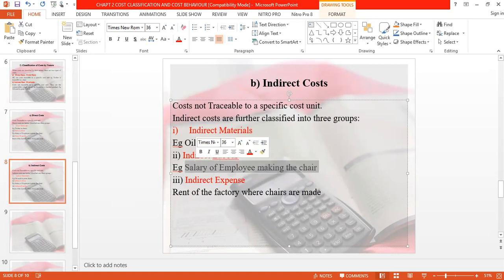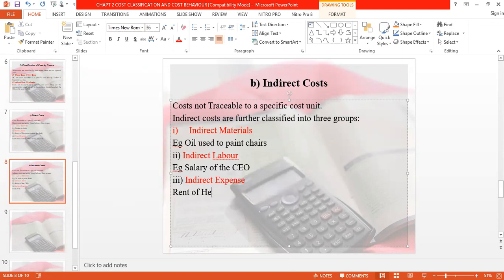Indirect labor example: the salary of the CEO. The CEO does not make the product, so because he does not make the product, he is paid a salary. That salary becomes indirect labor. This was rent of factory. Now it is rent of head office. Head office is an example of indirect cost. So when you classify costs by their nature, they can either be direct costs or indirect costs.